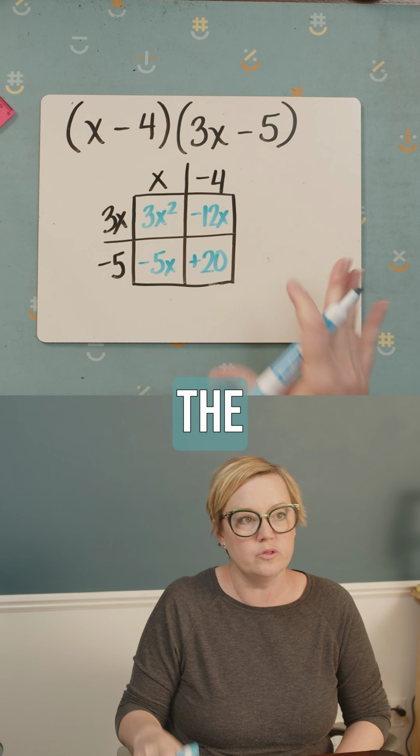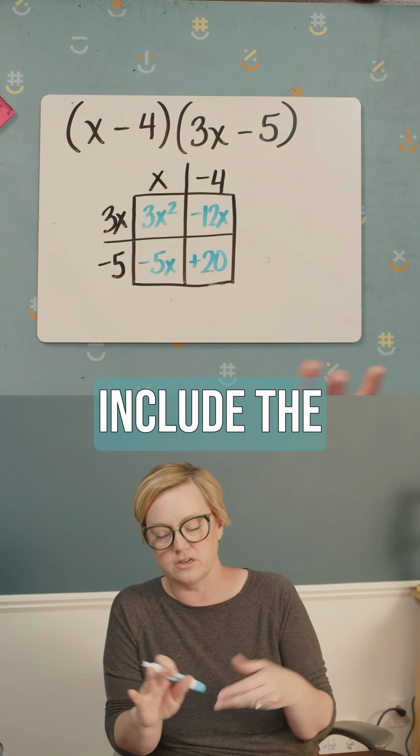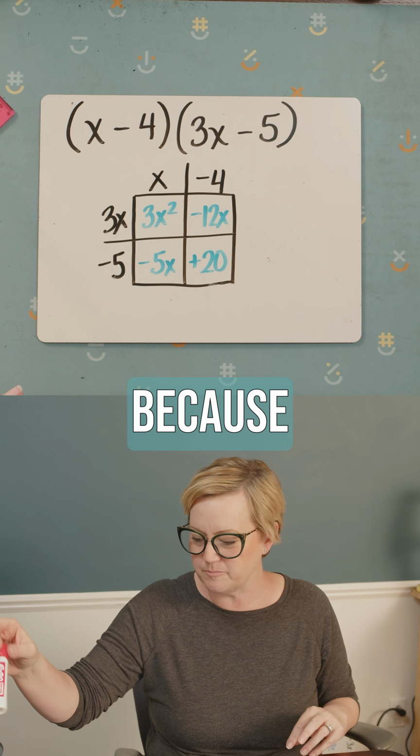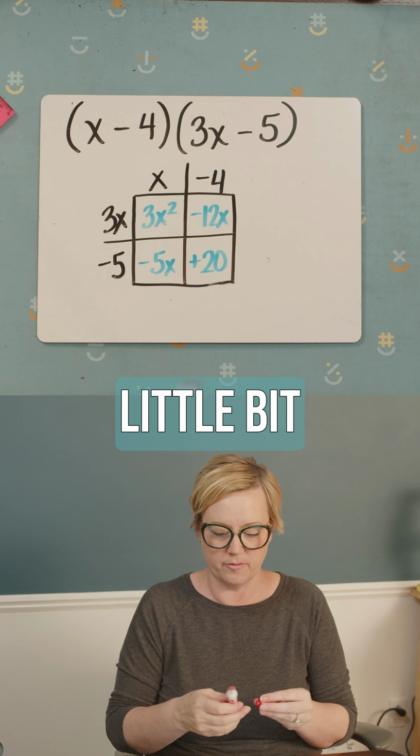And I always like to include the positive and negatives. Well, obviously you always include the negative signs, but I also like to include the positive signs in there just because when I'm then simplifying, it just makes it a little bit faster.